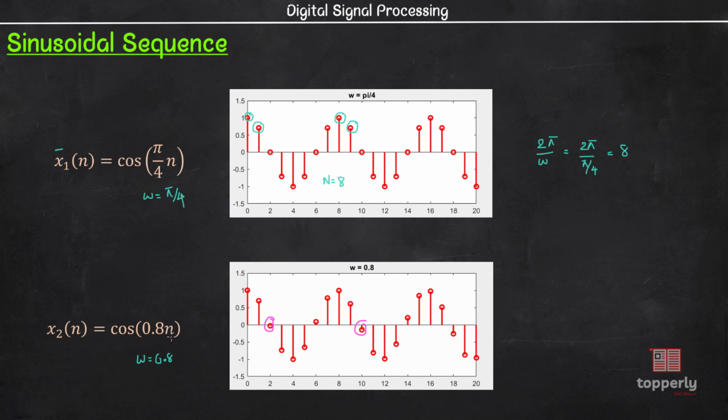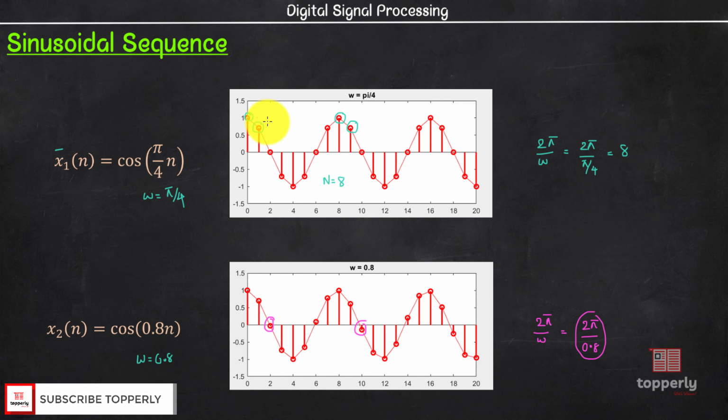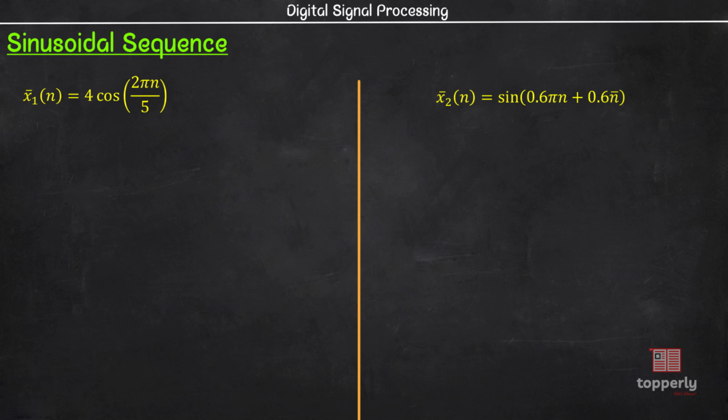We can also conclude this with our expression 2 pi by omega, which is 2 pi by 0.8, and this is not a rational number, so the ratio 2 pi by omega is not rational. Hence, the sequence is not periodic. An interesting thing here is that even though both sequences have a sinusoidal envelope, one is periodic while the other is aperiodic. Now, let us try to determine the period of some sequences.